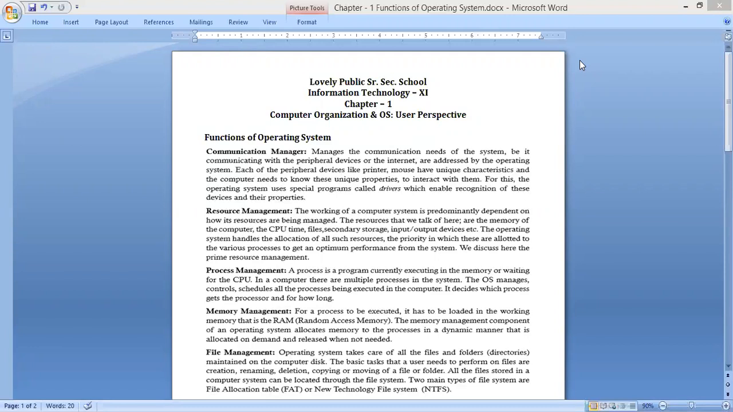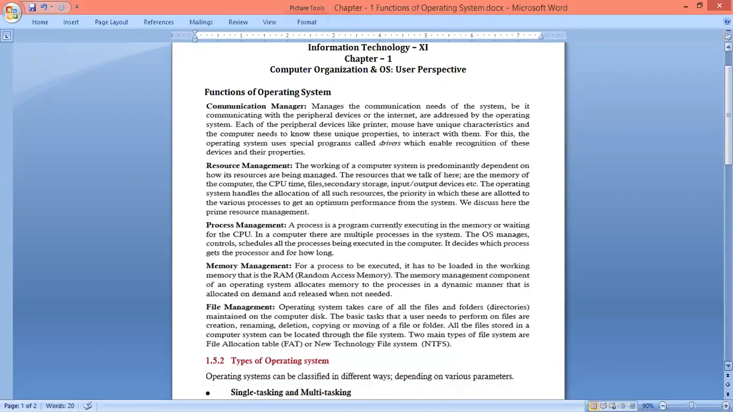Next, if we talk about file management, then in our system it is possible that multiple drives are there, and in multiple drives we can have multiple directories, and in multiple directories we can have multiple files. How to manage all these things will be done in file management. There are two types of file systems. First is FAT, that is File Allocation Table, and second is NTFS, that is New Technology File System.